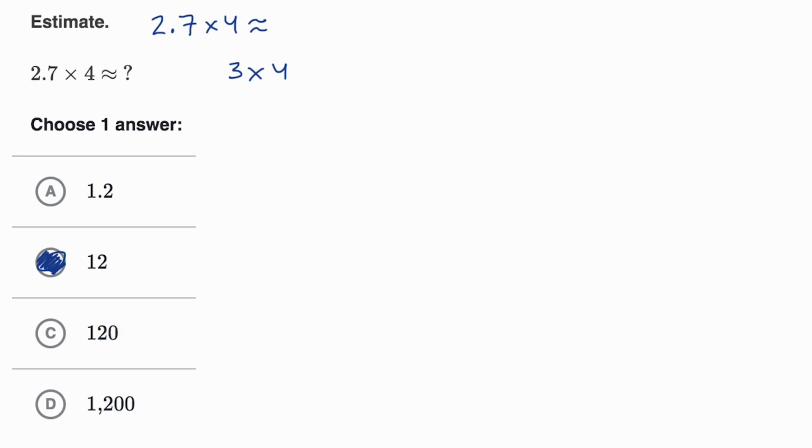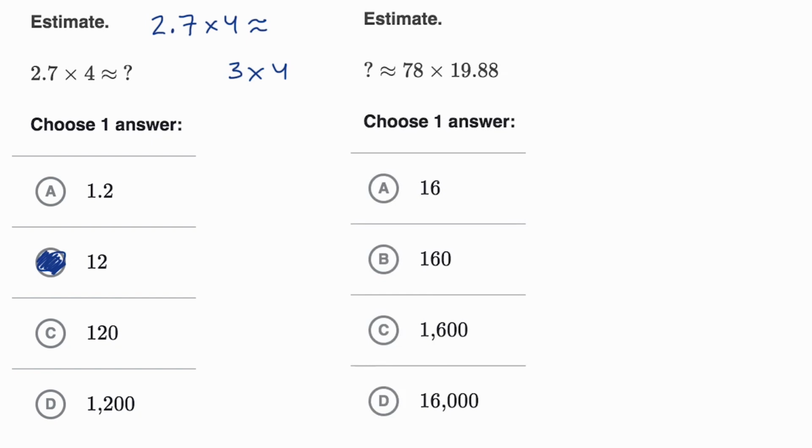Let's do another example. So here where we said, what is roughly equal to 78 times 19.88? So pause this video and try to answer that. All right, well, it's really the same idea. We want to think about, well, what are numbers that these numbers are close to that are easy to multiply with? So for example, 78, that is pretty close to 80. And then 19.88 or 19 and 88 hundredths, that's pretty close to 20.